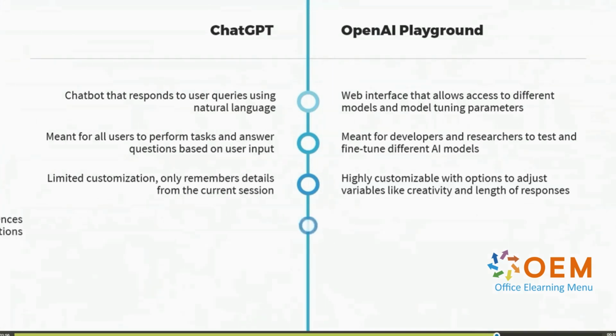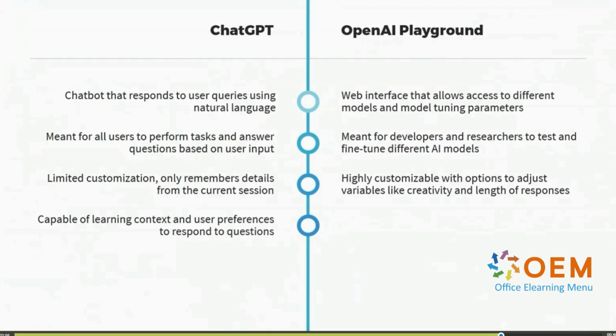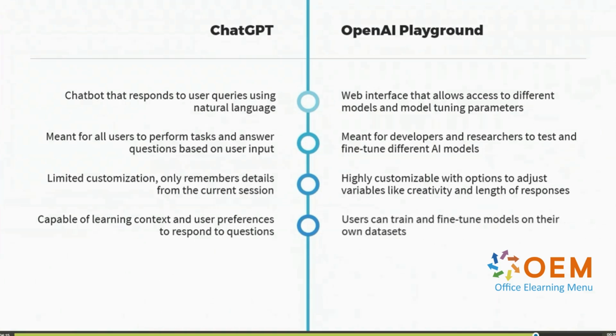With ChatGPT, the model remembers the entire context within a single session or a single conversation, which means you can ask follow up questions without having to repeat what you said previously. With the OpenAI Playground, you can do all of this, that is, have a conversation or a session within which you ask follow up questions, but users can also train and fine tune their models on their own datasets.